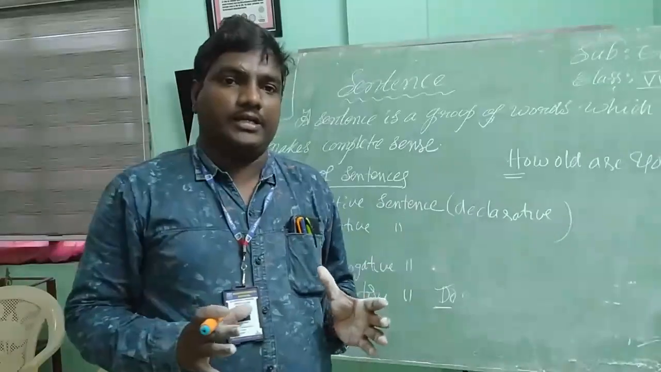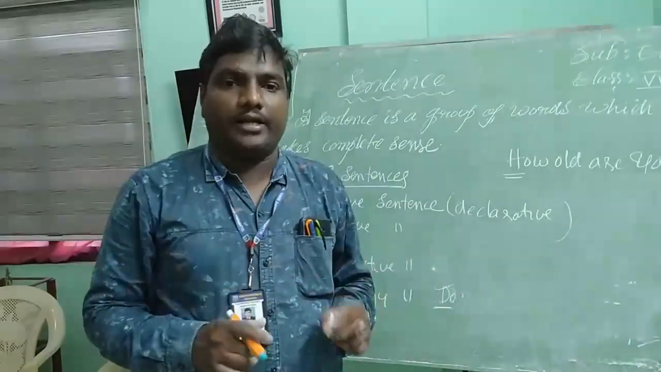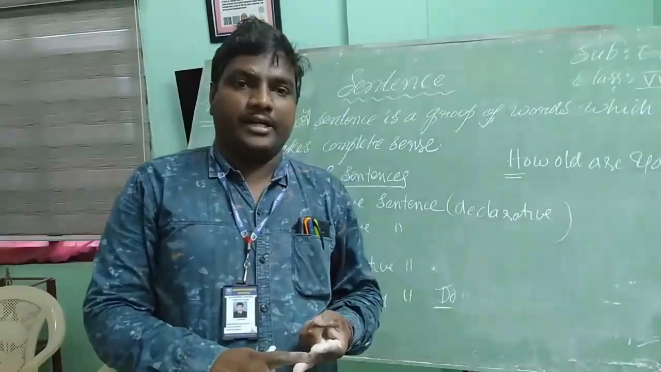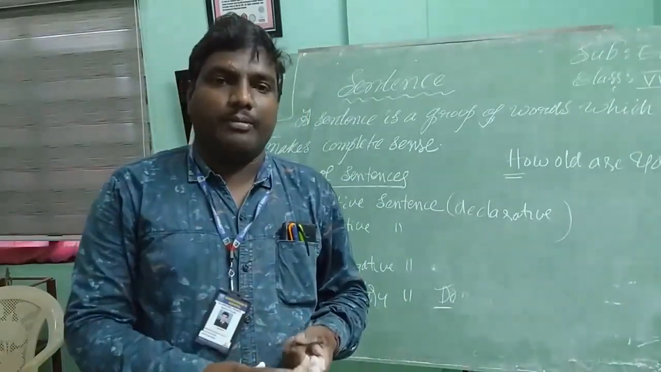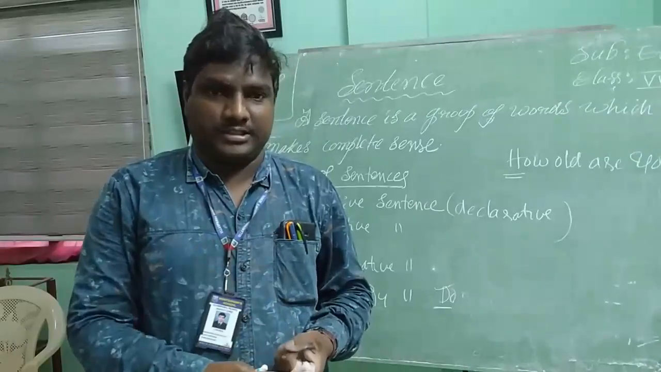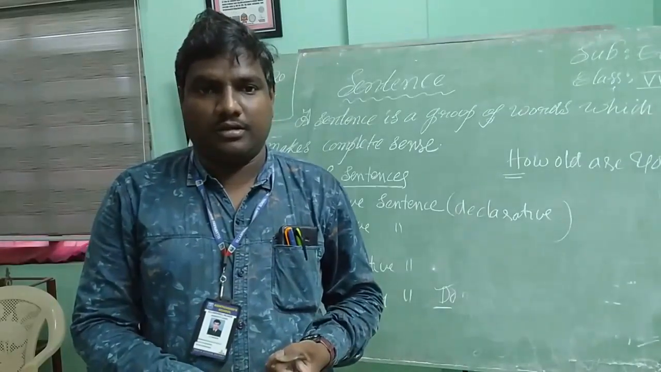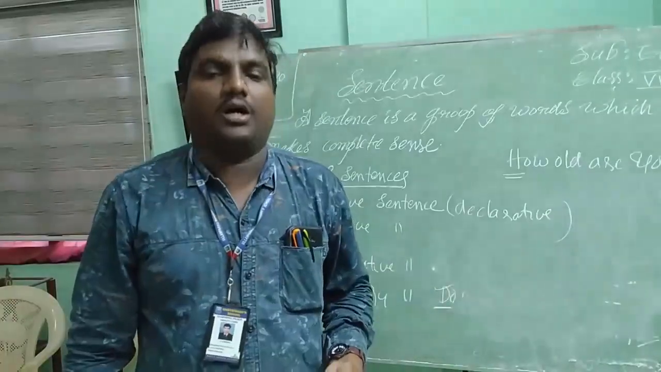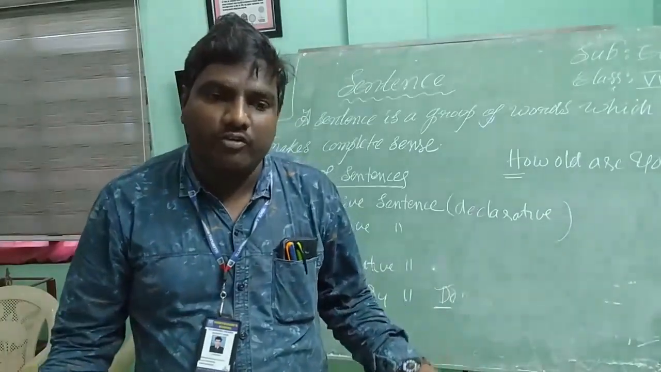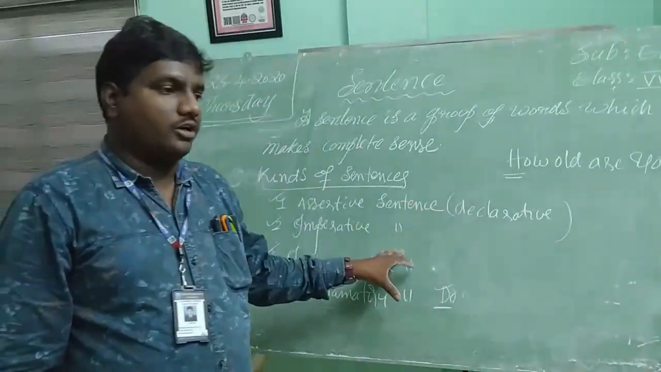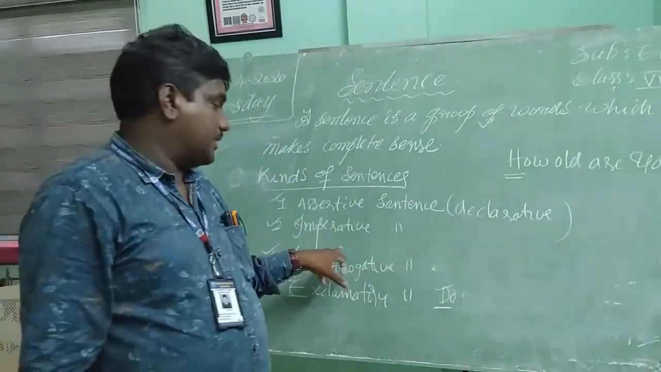Next, the second one is the imperative sentence. An imperative sentence starts with a capital letter and ends with a full stop. Second point, an imperative sentence indicates command, order, or request. Shut your mouth, command. Get me a glass of water, order. Please give me your pen, request. In this way, these are the examples of imperative sentences.